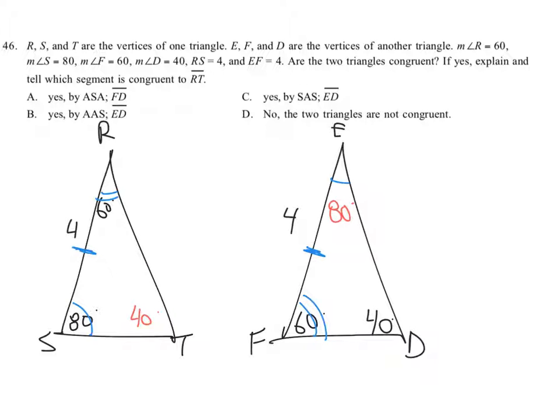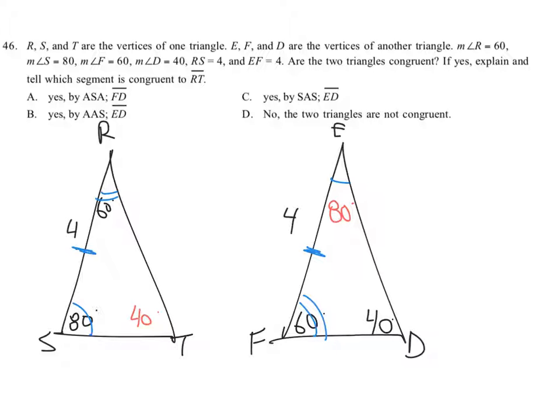And so, if yes, then explain which segment is congruent to RT. Well, RT is the segment that runs from the 60 to the 40. So what runs from the 60 to the 40? FD. Okay? So the triangles are congruent by angle, side, angle. Let's see, that 80 and that 80, single mark. The 60 and the 60, 2 marks. And the included side between them, each 4.